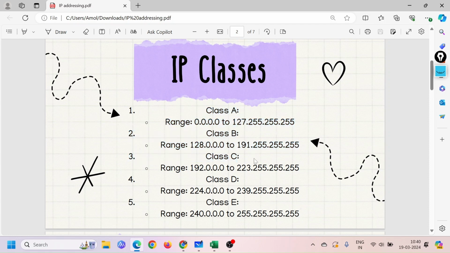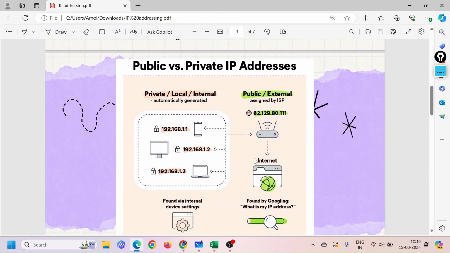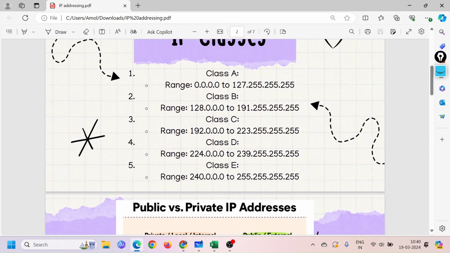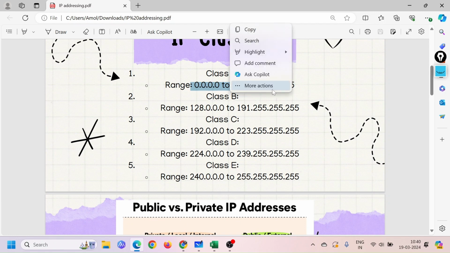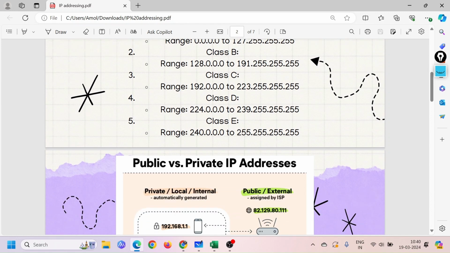Now going further, we need to understand a few of the other things, such as a very important thing here, and that is the public and the private IP addresses. Within this range, when you see something like 0 to 127, 255, within this range itself, there is an IP that we have as a private IP, and we have something called a public IP.